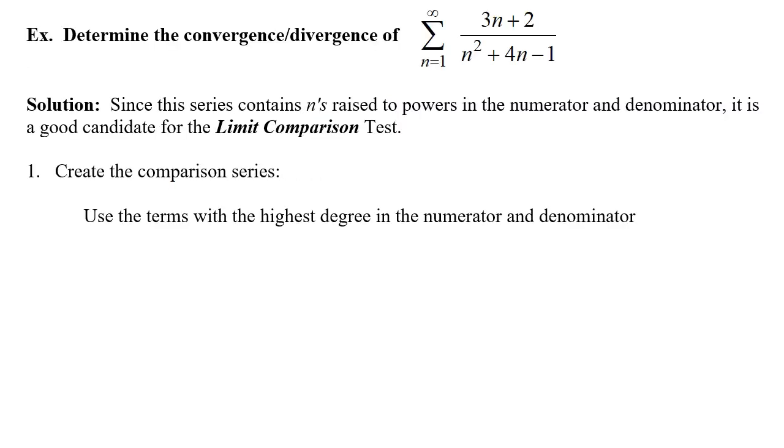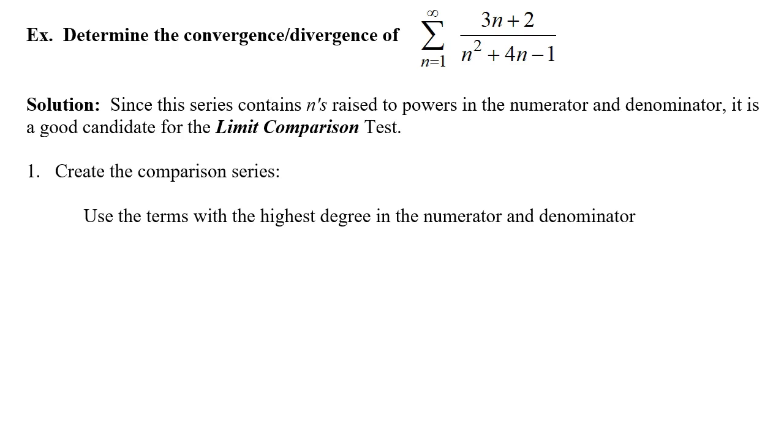For this example, we want to know if the series 3n plus 2 over n squared plus 4n minus 1 from n equals 1 to infinity converges or diverges. This is a series that will work well with the limit comparison test because we have n's raised to a power in the numerator and in the denominator.